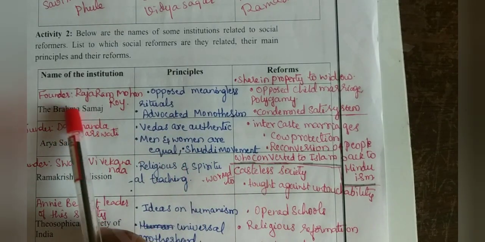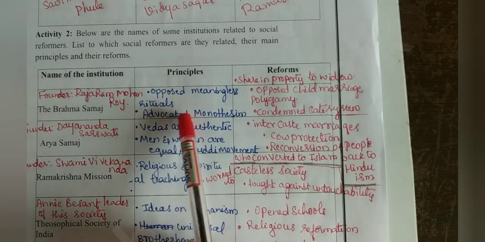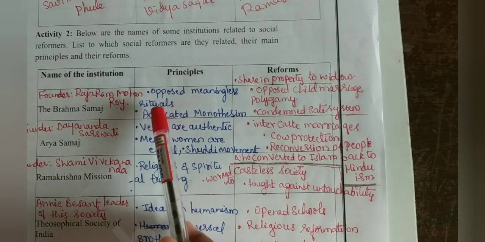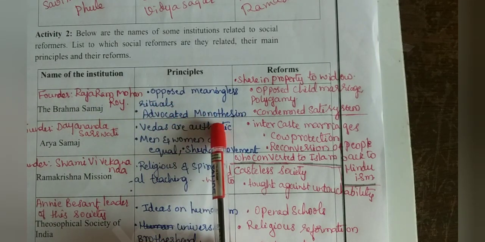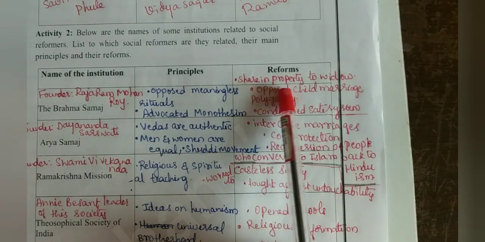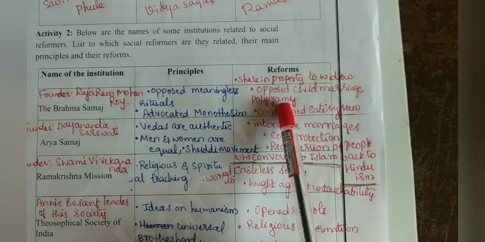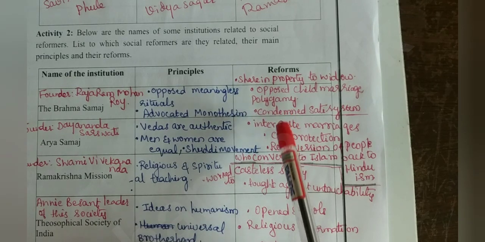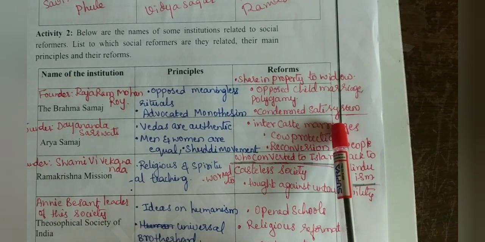So Brahmo Samaj, founder Raja Ram Mohan Roy. Principle: opposed meaningless rituals, advocated monotheism. Reforms: share in property for widows, opposed child marriage and polygamy, and condemned the sati system.